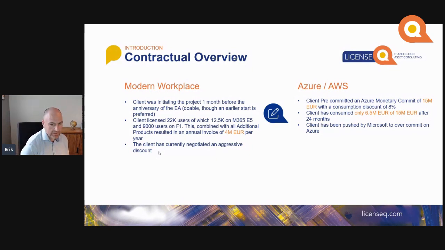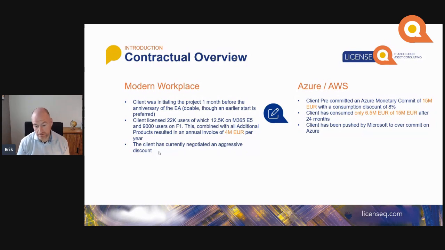This client contracted us, I think it was 4 weeks before the actual anniversary. So it left us very little time to have a proper optimization. This client had 22,000 users, of which 12,500 were licensed on M365 E5. A lot of users were also licensed on F1, and the remainder of the licenses were used by M365 E3 users.